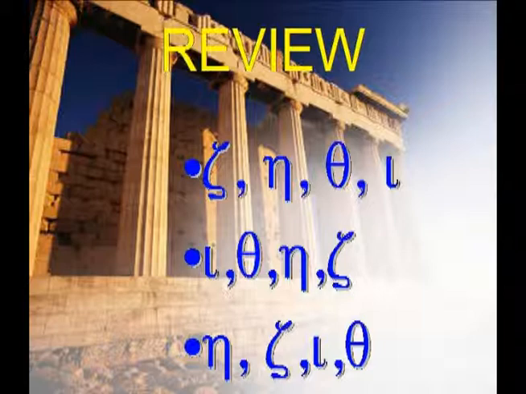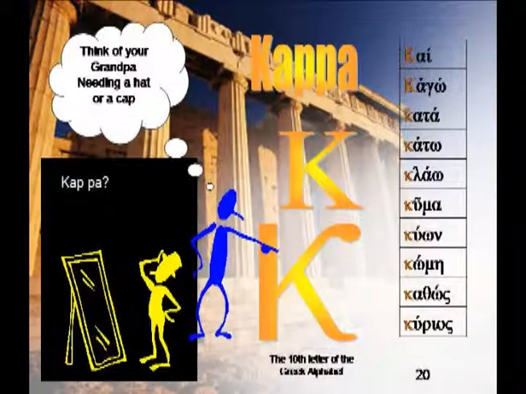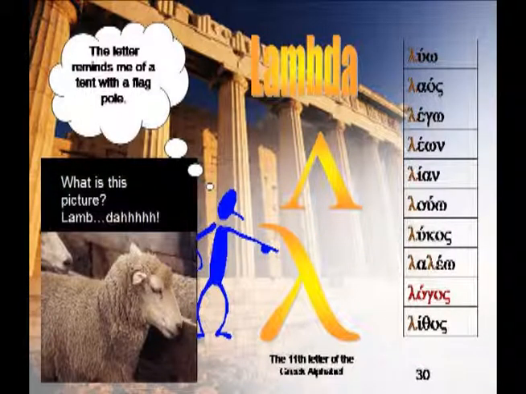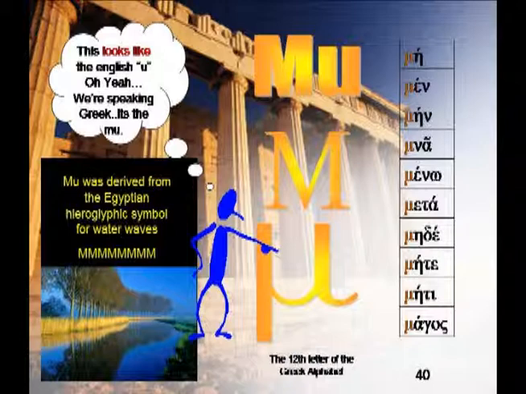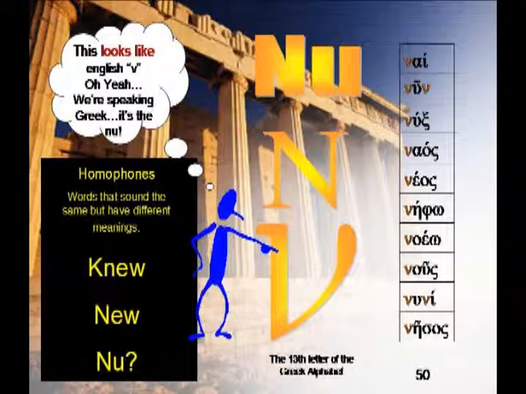Okay, let's go on. Kappa. Kappa. Lambda. Lambda. Mu. Mu. Nu. Nu.